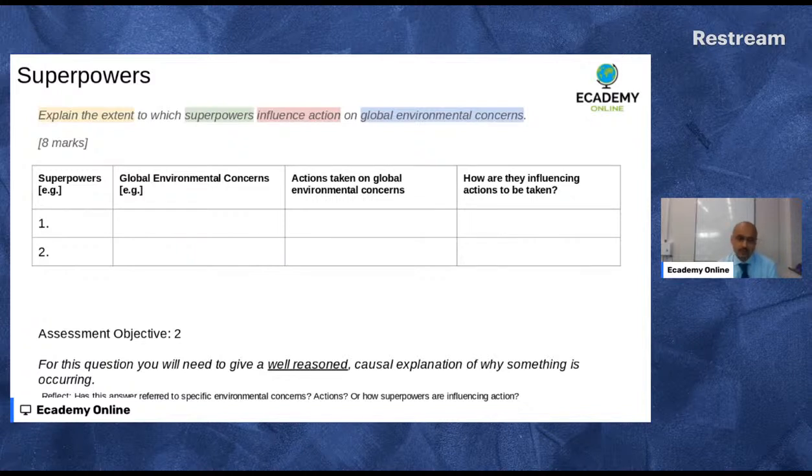Absolutely, superpowers can definitely influence other superpowers for sure. And they do that through various mechanisms. It could be through direct diplomacy, bilateral talks. For example, the United States is going to have a virtual summit with China in the near future. That's an example of superpowers discussing things and then influencing each other to take certain actions in the future.